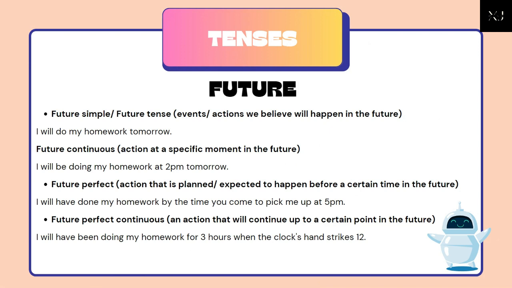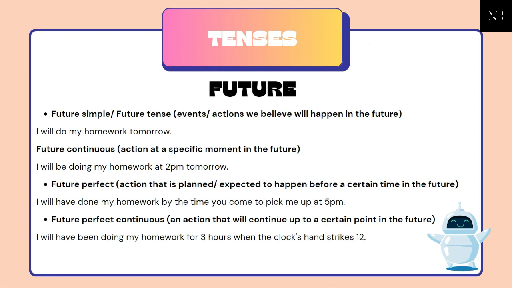Future continuous, actions at a specific moment in the future. Oh, I just realized one of my dots is missing. Okay, I will be doing my homework at 2 p.m. tomorrow. You see, specific moment. Future perfect are actions that are planned or expected to happen before a certain time in the future. I will have done my homework by the time you come and pick me up at 5 p.m.